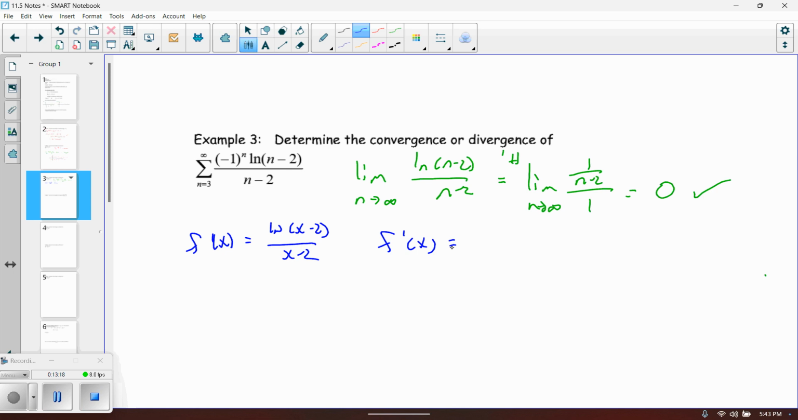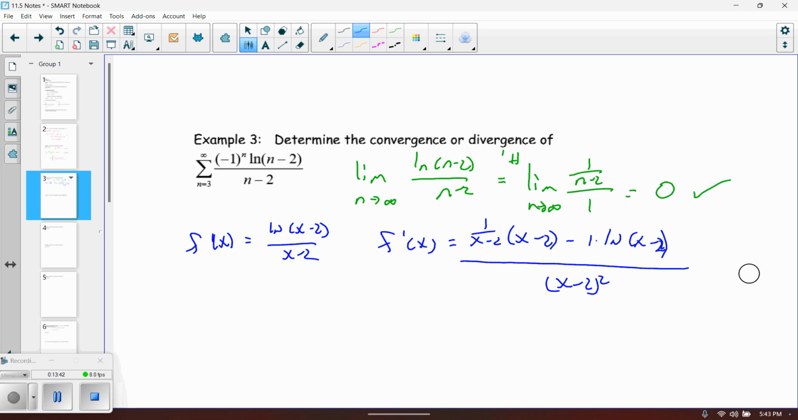The derivative of the numerator is 1 over x minus 2 times your denominator, which is x minus 2, minus the derivative of the denominator, which is 1, times the numerator, which is the natural log of x minus 2, all over the denominator squared. Okay, in order for us to show that this is decreasing for certain values of x, we need to make sure that this derivative is less than 0.